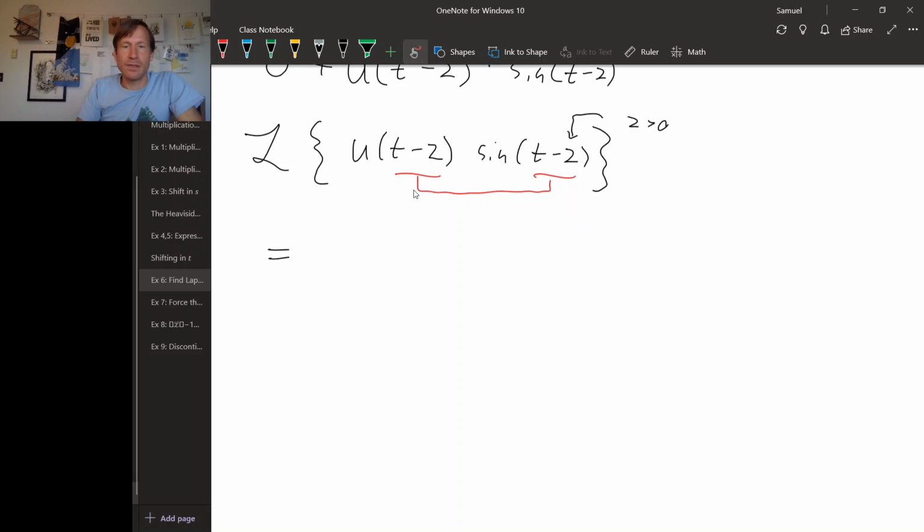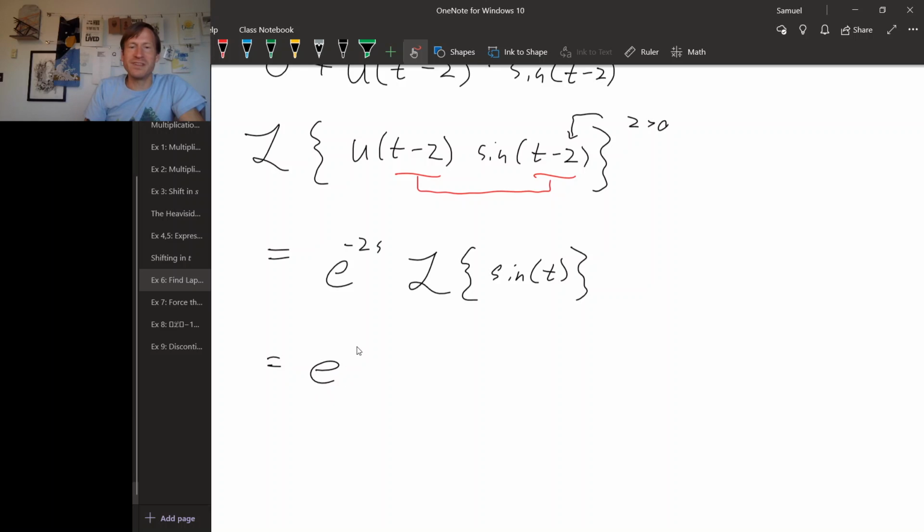So our Laplace transform rule says that the shift by 2 in the t world gives us an exponential e to the minus 2s in the s world. So e to the minus 2s times the Laplace transform of the unshifted function, which is sine of t. And we know what the Laplace transform of sine of t is. It's 1 over s squared plus 1. All right, so we found that Laplace transform.